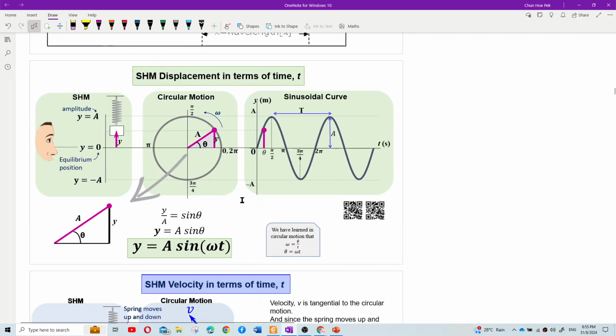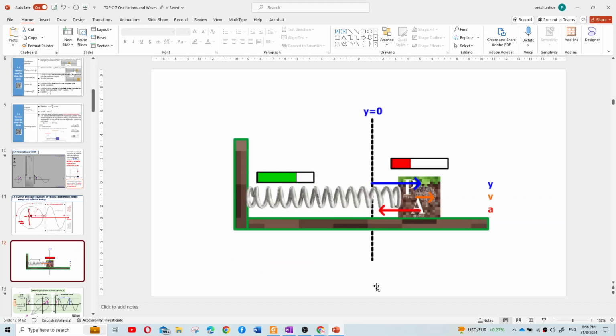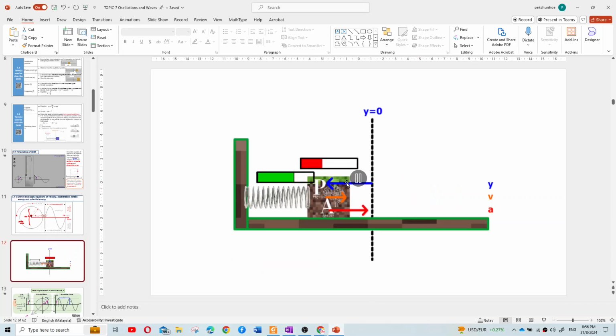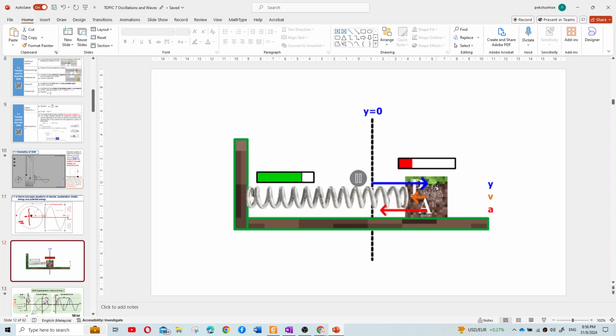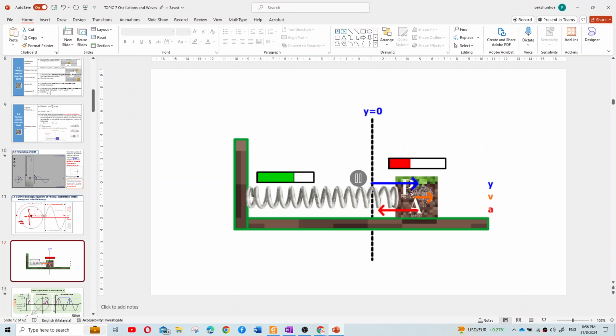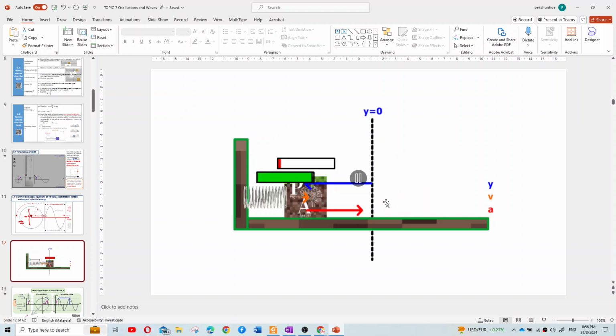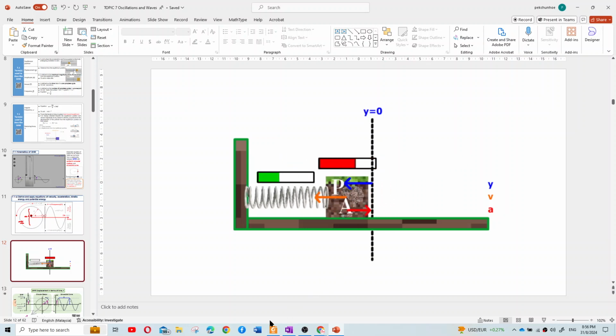Okay. So what's the formula? This is the formula: y equals a sine omega t. That's the formula to give me the value of displacement at any time. There's time here, you see that? At any time, because why? At different times, the object is at different places. Sometimes the object is at the equilibrium, sometimes at the amplitude, sometimes in the middle between the amplitude and the equilibrium.